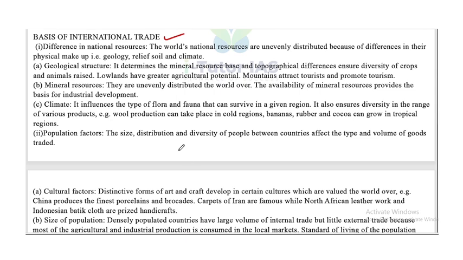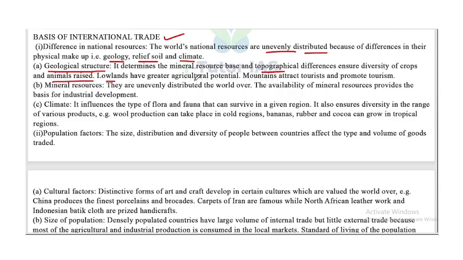First one, difference in national resources. The world's national resources are unevenly distributed because of differences in their physical makeup, for example, geology, relief, soil, and the climate. Now, second one is geological structure. It determines the mineral resources base, and topographical differences ensure diversity of crops and animals raised.